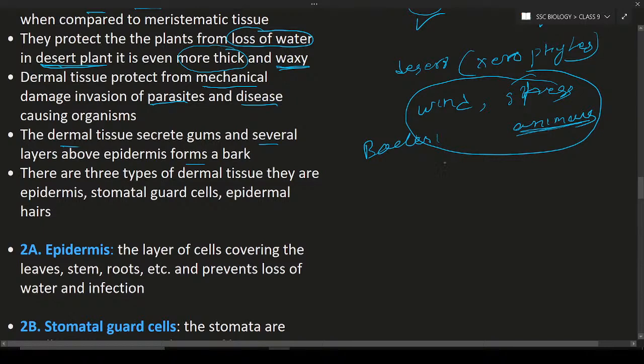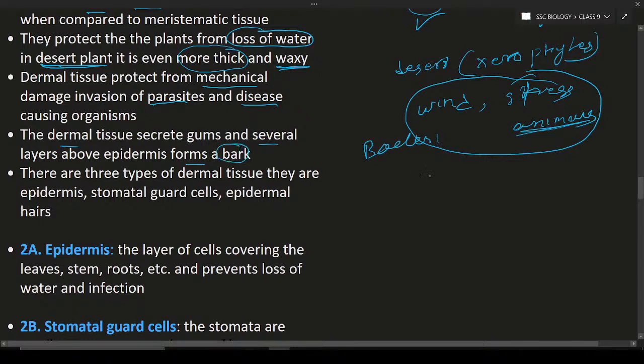Next is what we have just discovered. They are going to secrete a gum. This gum is going to help in the repairing, and also the several layers of this tissue are going to help in the production of bark.